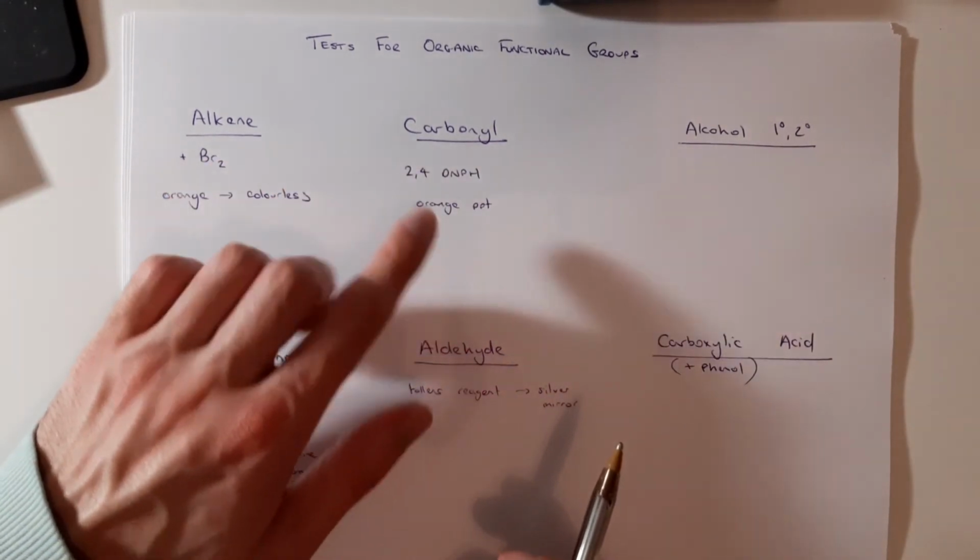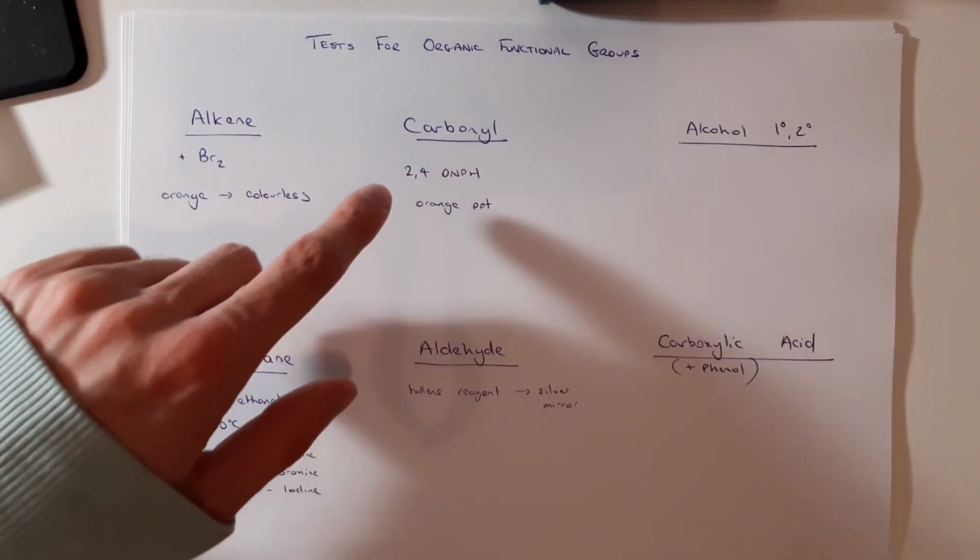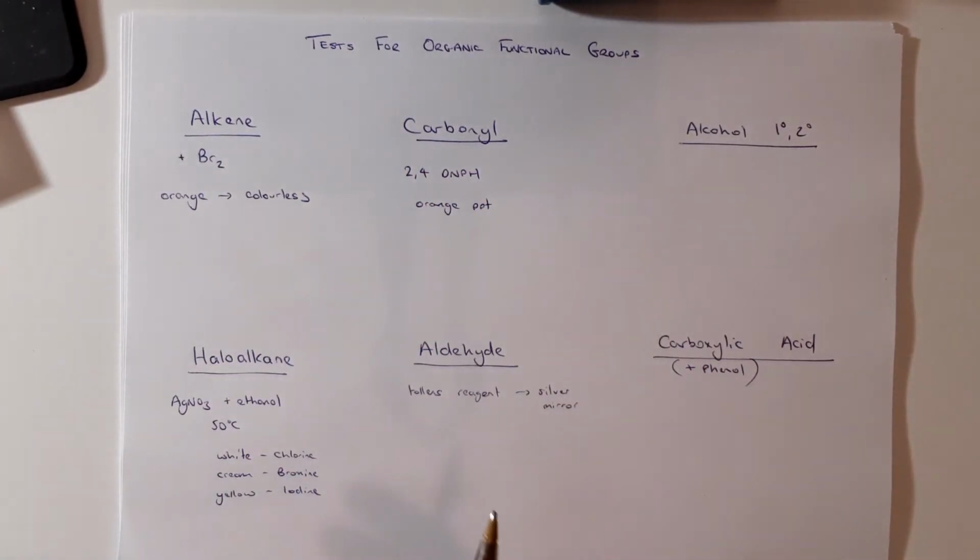So carbonyl, this 2,4-DNPH and the Tollens' reagent go hand in hand. One to identify if we've got an aldehyde or ketone, and then to identify which one of aldehyde or ketone we have. And the aldehyde will go silver mirror.